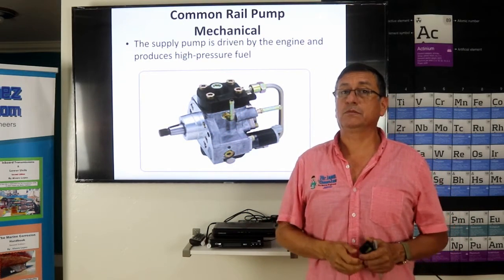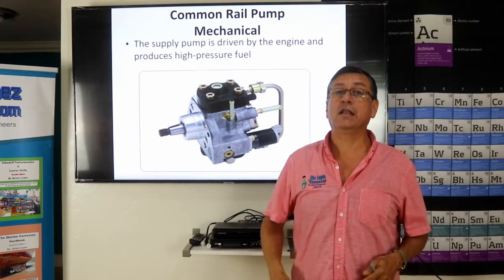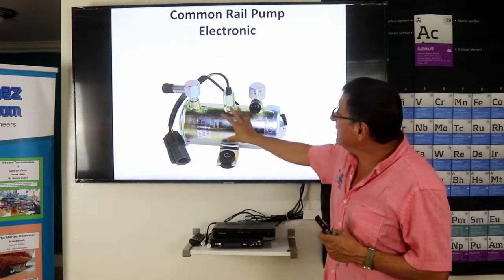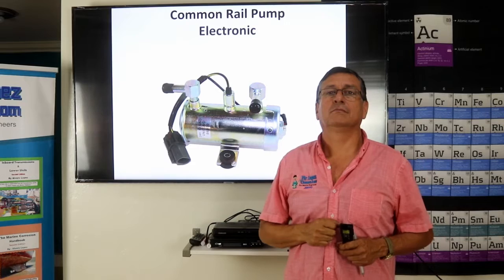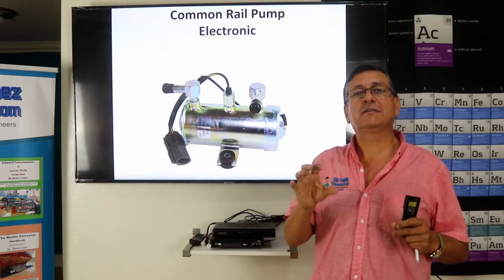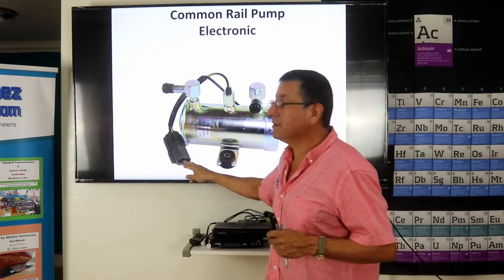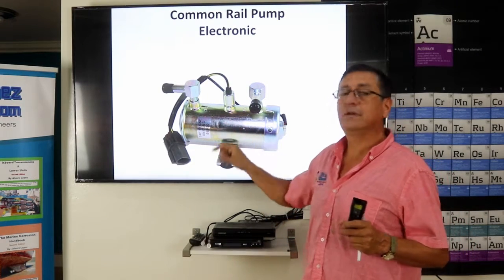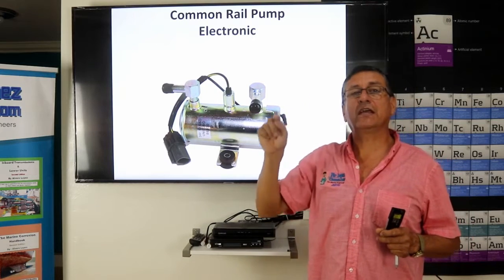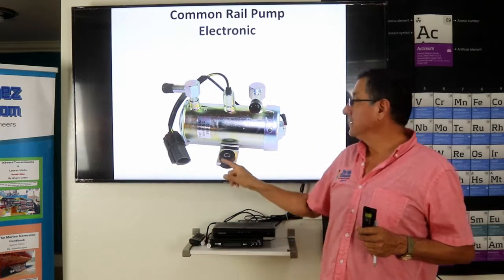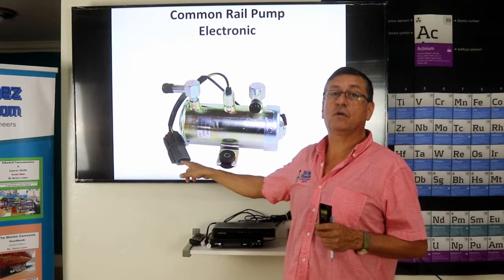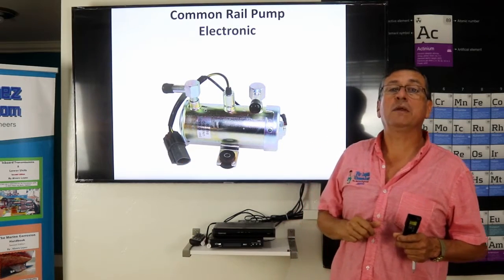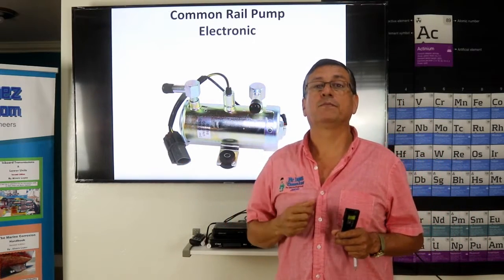There are other pumps in fuel injection: the common rail pump, completely electronic, completely electric. The pump is powered directly from the computer. That pump is not connected with the gear of the crank and the gear of the cam. That power, 24 volts or 12 volts, is coming directly from the computer.